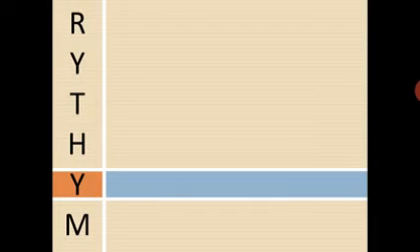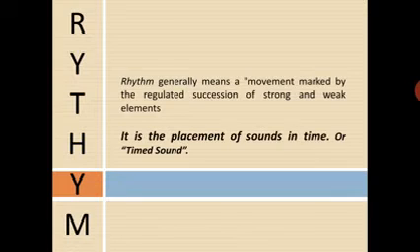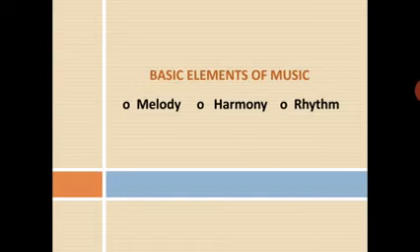music. Lastly, the third basic element of music is rhythm. Rhythm generally means a movement marked by the regulated succession of strong and weak elements or beats. I also describe rhythm as the placement of sounds in time, or timed sound. Okay, so those are the basic elements of music.